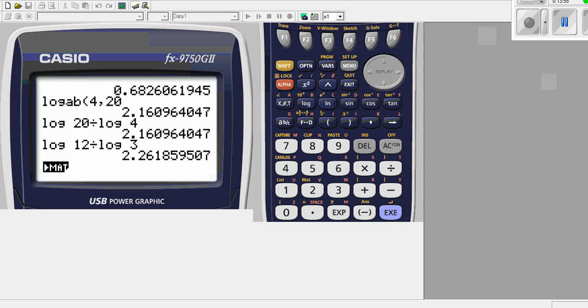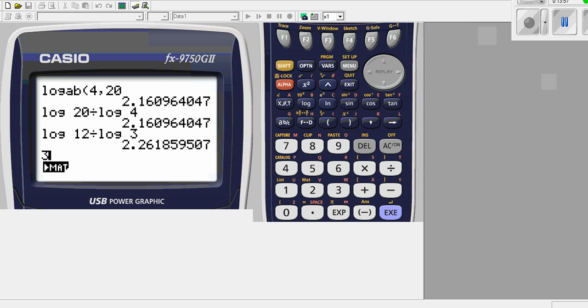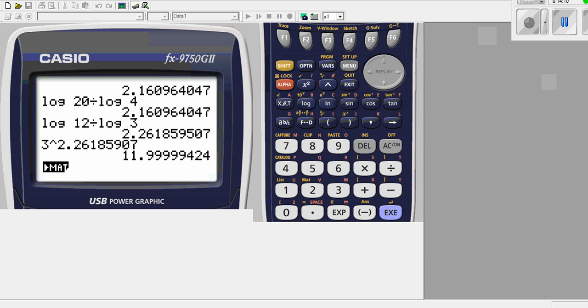So 2.26. What that means is 3 to the power of about 2.2618595007. You type that out. We should get 12 as the answer. Pretty close to 12, just off by a little bit of rounding. Because it tells you what exponent would get you 12, so it's 2.26.